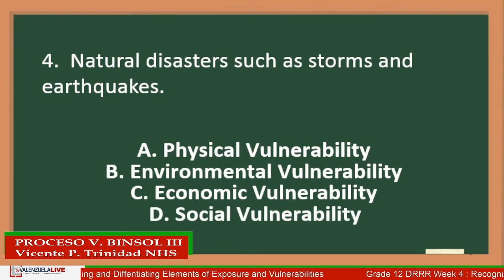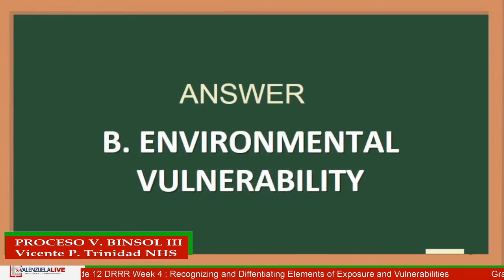Number 4. Natural disasters such as storm and earthquakes. Here are the choices. A. Physical vulnerability. B. Environmental vulnerability. C. Economic vulnerability. And D. Social vulnerability. And the answer is B. Environmental vulnerability. Superb job.